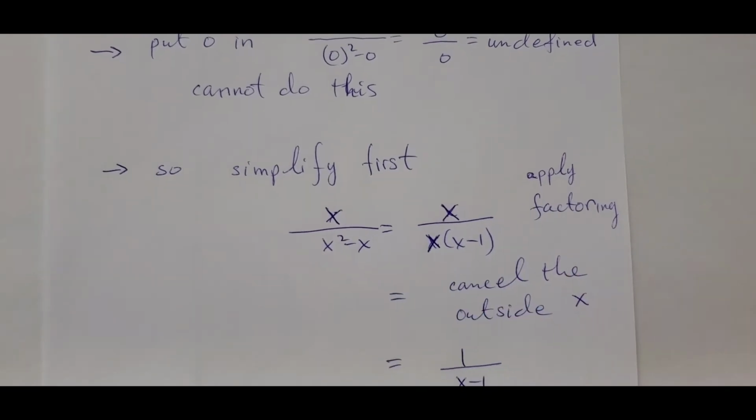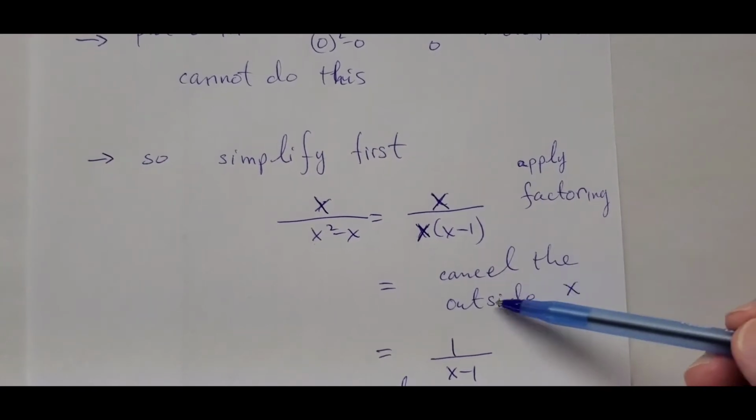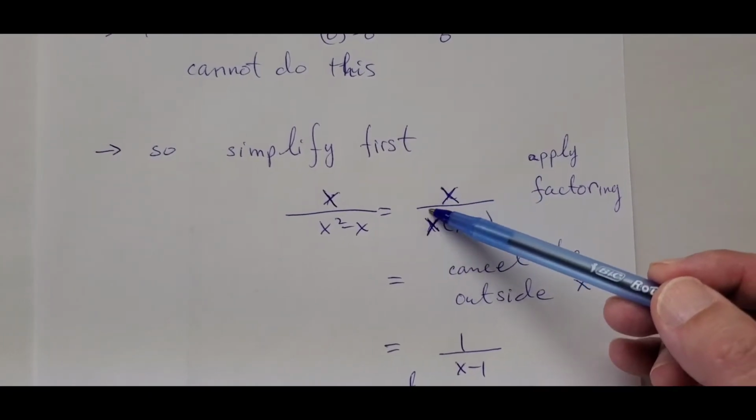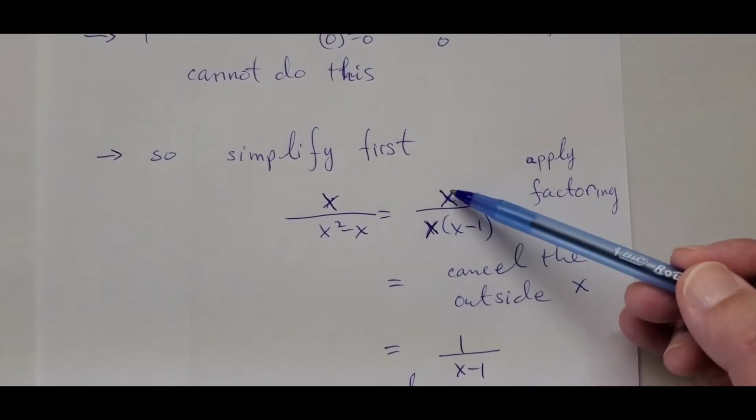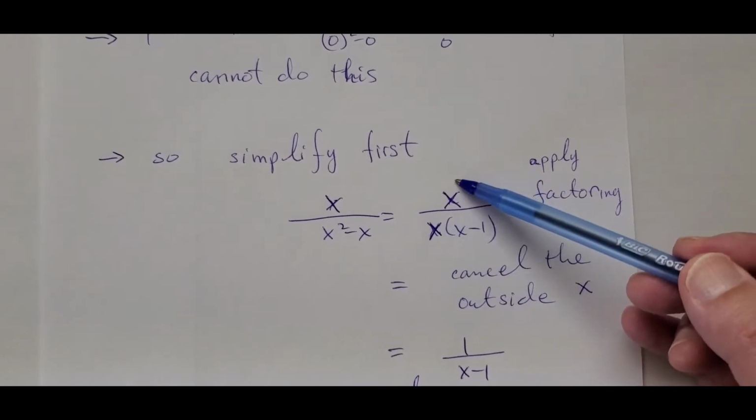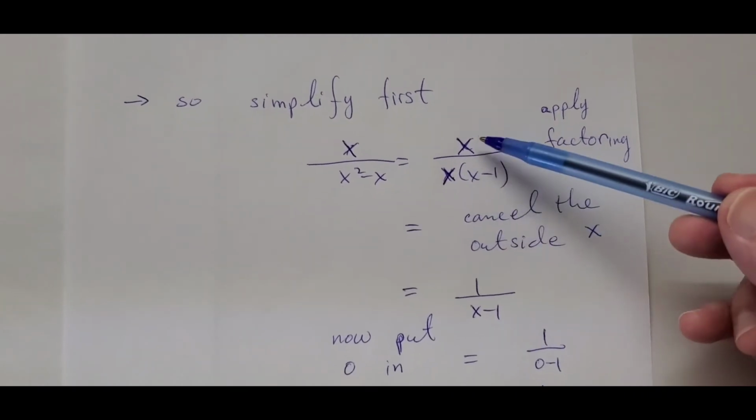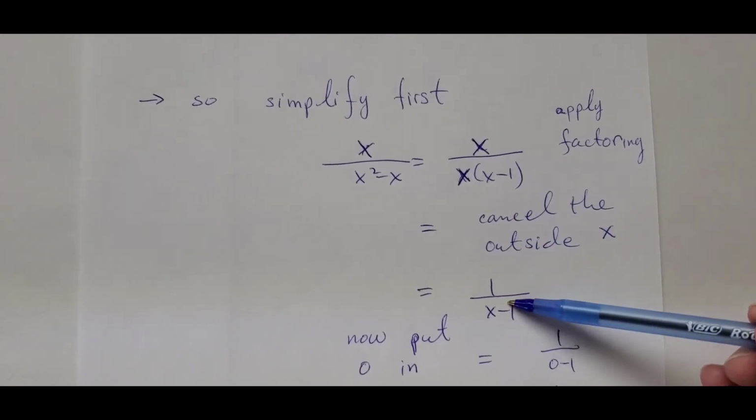Next, you cancel the outside x. Here's the x that I am circling, and here is another x that I'm circling in the bottom. These two can cancel out. So then you end up with 1 on top and x minus 1 in the bottom.